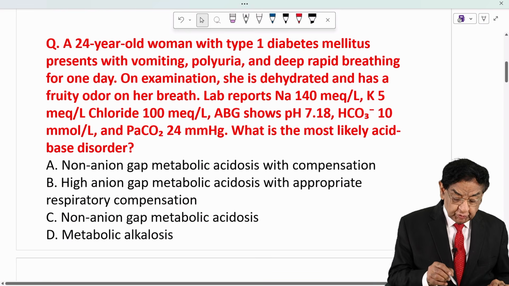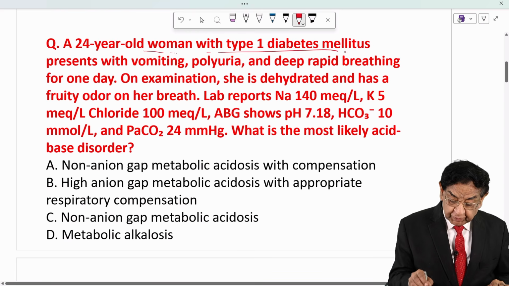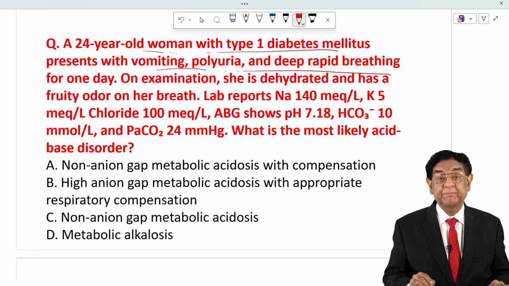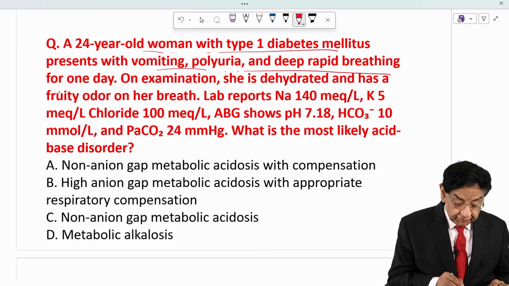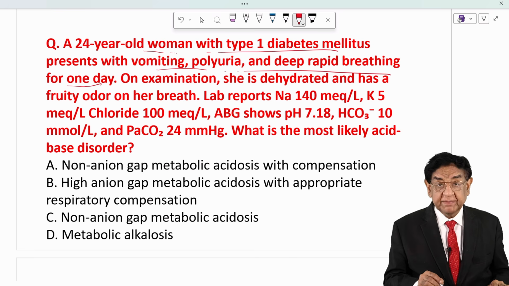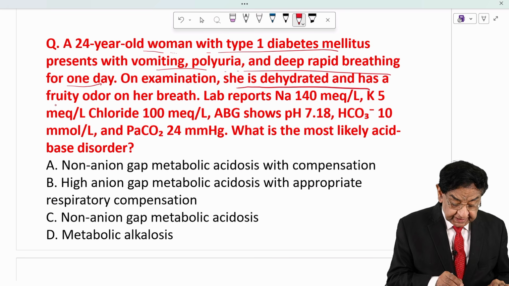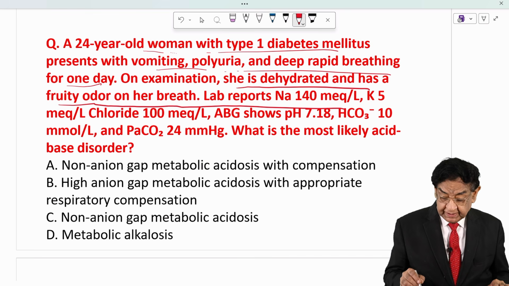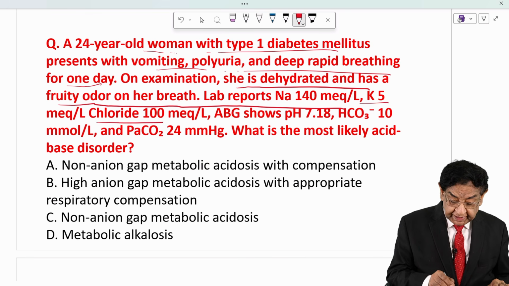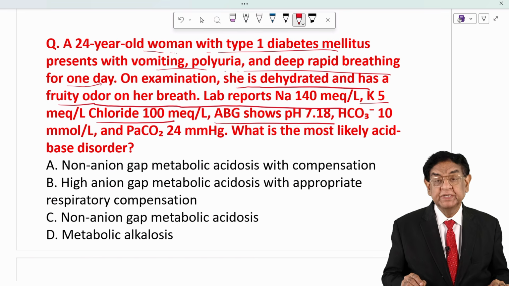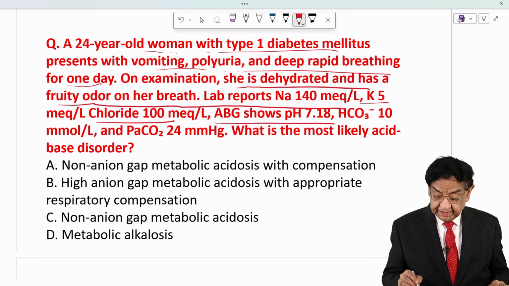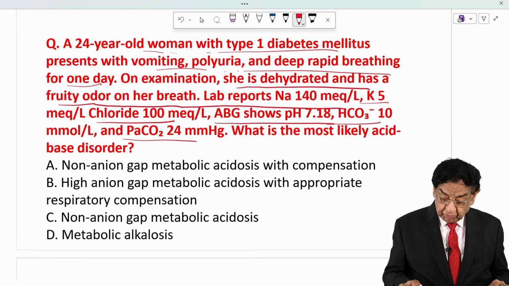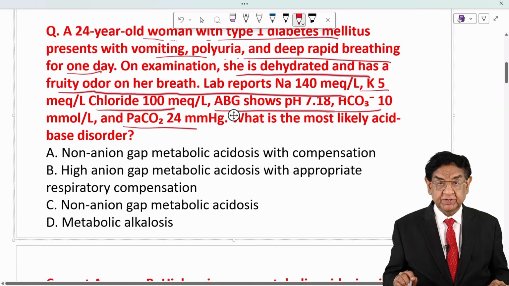A 24-year-old woman with type 1 diabetes presents with vomiting, polyuria, deep rapid breathing for one day. On examination, she is dehydrated, has a fruity odor on her breath. Lab report shows sodium 140, potassium 5, chloride 100. ABG shows pH of 7.18, bicarb 10, PaCO2 24. What is the most likely acid-base disorder?